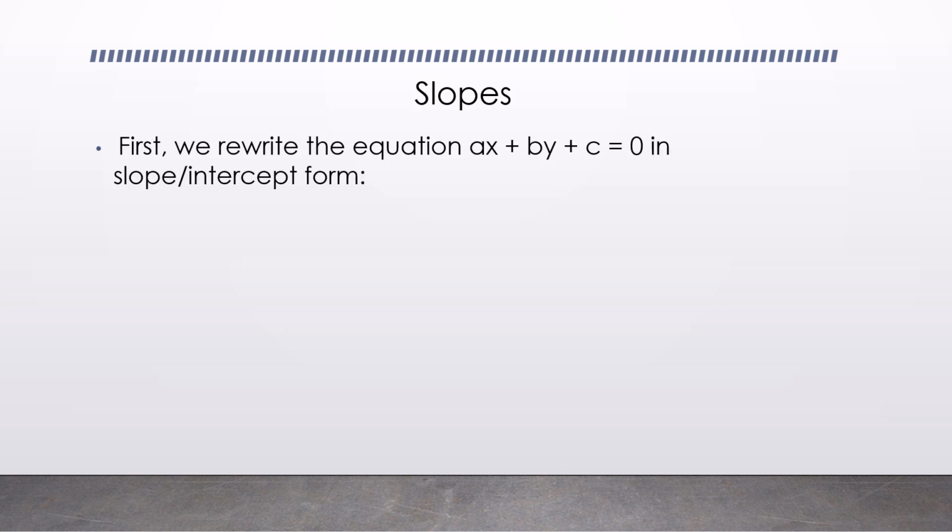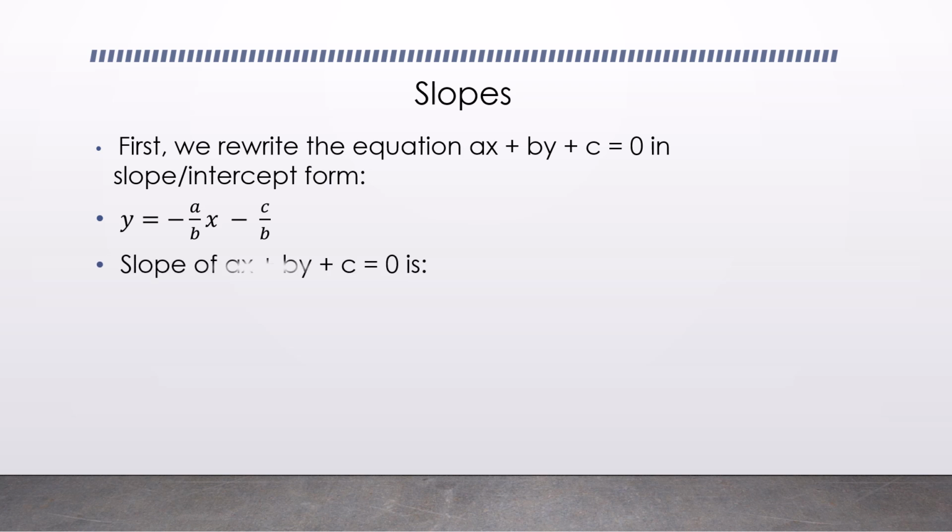In order to find the coordinate of the foot of the perpendicular on the given straight line, we need to obtain the equation of the perpendicular line and then solve it simultaneously with the given line. To do that, we first of all determine the slope of the given line ax plus by plus c equal to 0. So, rewriting this equation in slope-intercept form, we have y equal to minus a over b x minus c over b.